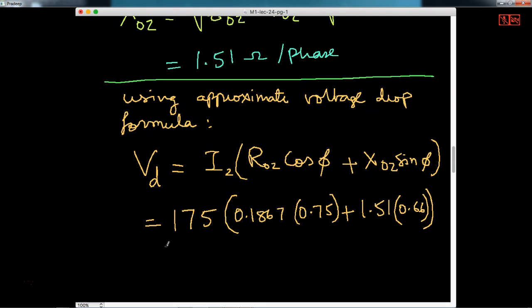So now this all turns out to be some 200 volts. 200 volts is the voltage drop. Now this is per phase. So per phase, my voltage drop is 200 volts. So what is secondary phase voltage?